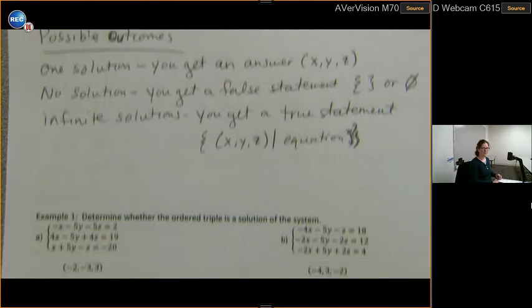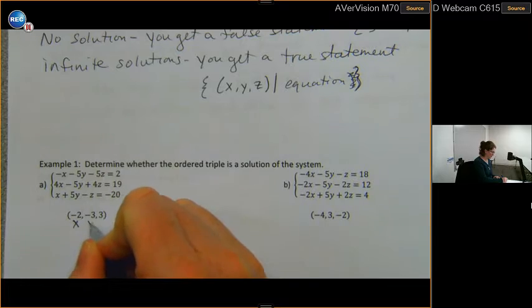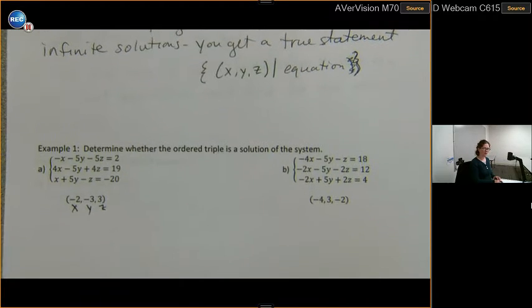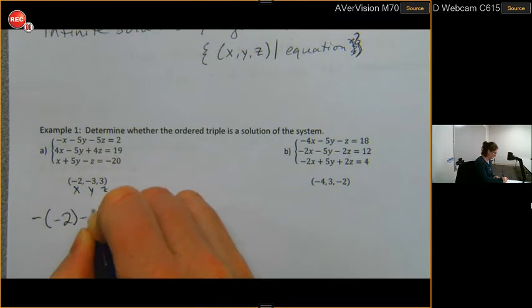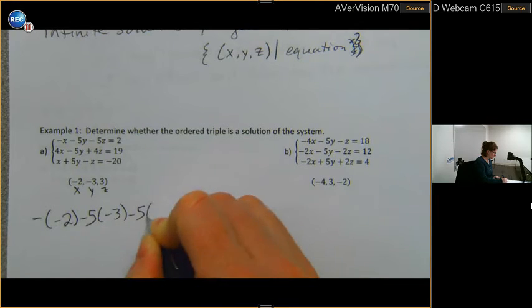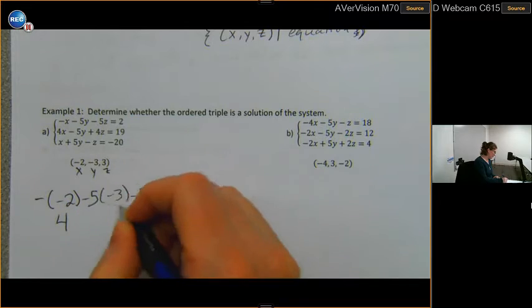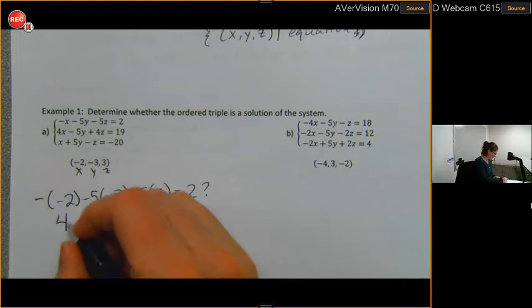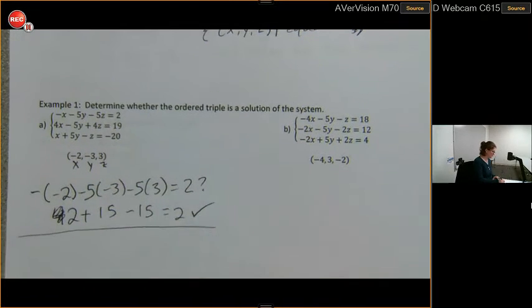For our first example, we are just going to check if the given ordered triple is a solution. So we're going to substitute in the given values for x, y, and z and show that it works in all 3 equations. So I'm going to multiply 4 plus 15 minus 15. 2 equals 2. So yes, that works.